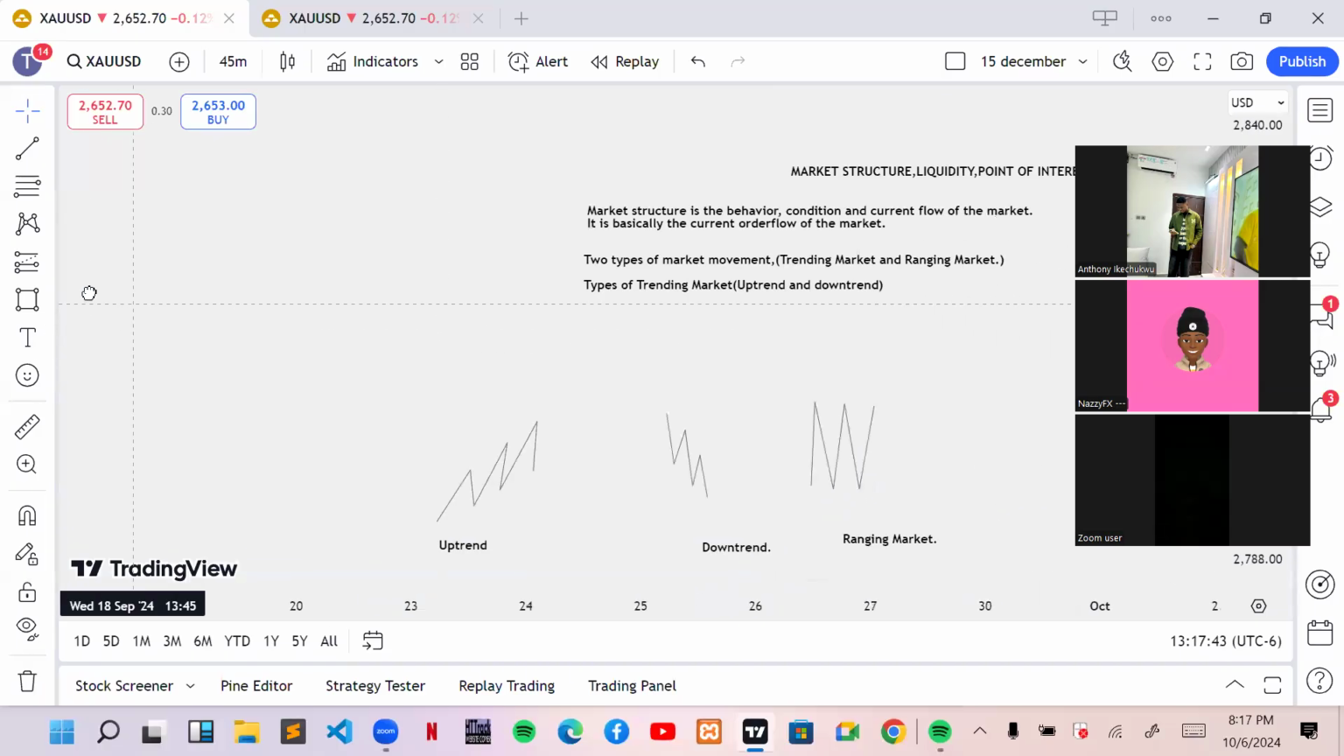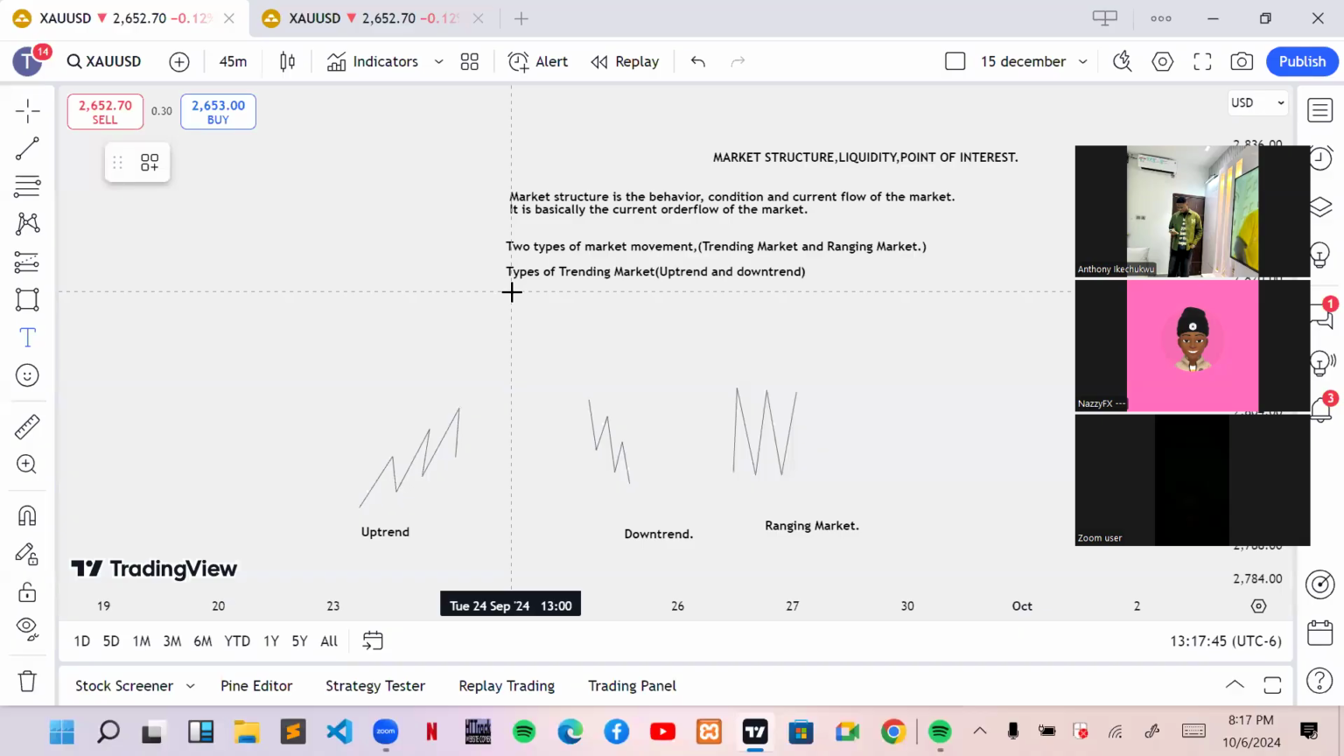Now, market structure shifts. The two things I look out for while picking the structure part of the strategy are market structure shifts and then break of structure. So a market structure shift is an indication that a current trend is about to end and a new one is about to begin in the opposite direction.